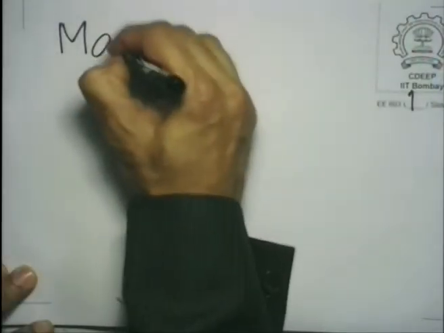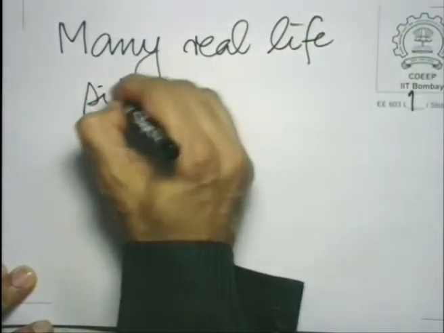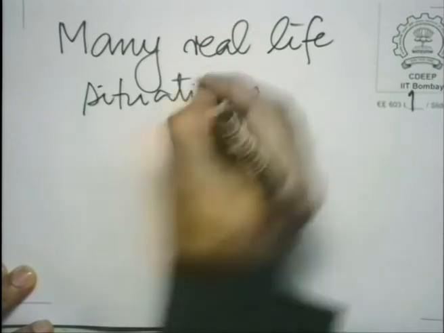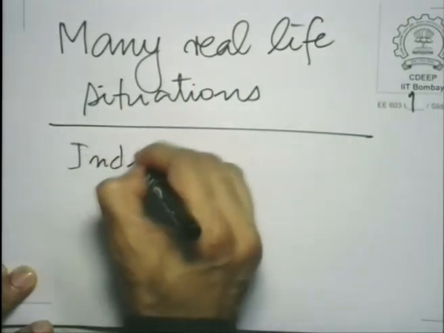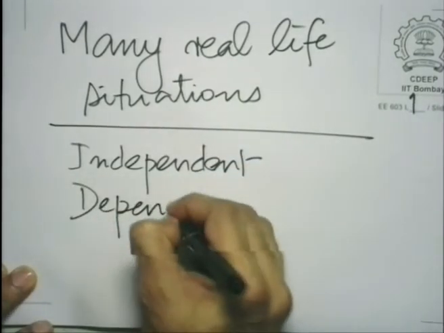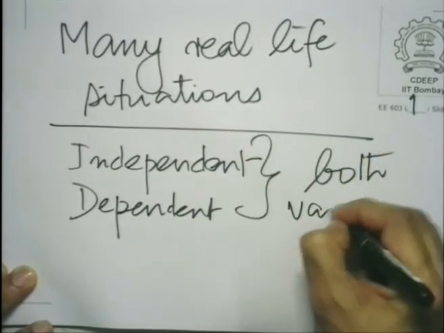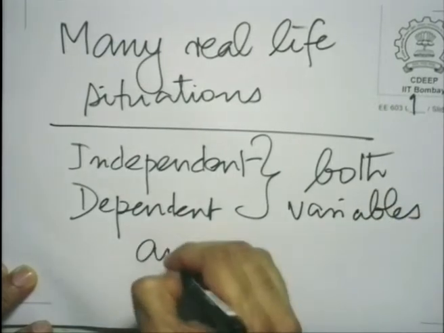And what is important is that in most cases of real life situations, both the independent variable and the dependent variable are continua. That's what we must take into account. Many real life situations: independent variable, dependent variable. Both variables are continuous.